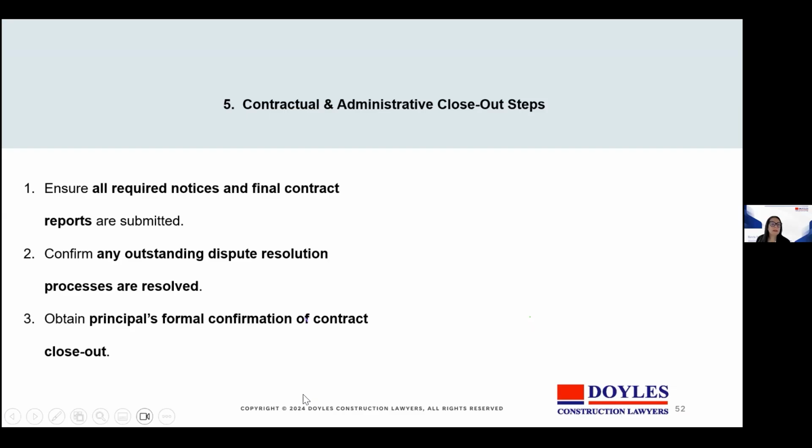So what does that look like? The closeout steps ensure that all required notices and final contract reports are submitted, confirm any outstanding dispute resolution processes are resolved, and obtain principal's formal confirmation of contract closeout. The formalisation of the closure of the contract prevents disputes that are often resurrected later.